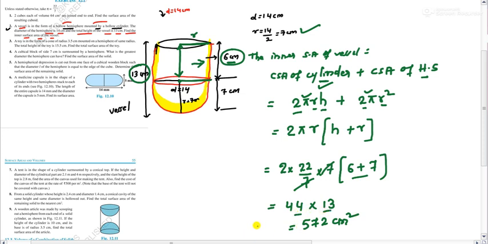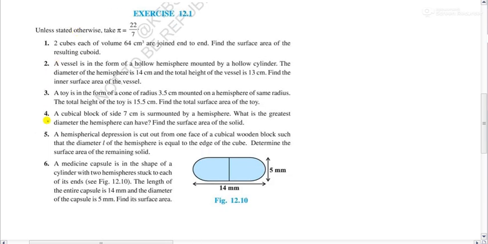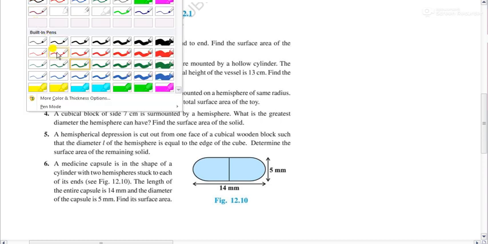Okay, you have to solve this. I'm not solving, I'm writing the answer directly, but you have to do the multiplication. Then you will get 572 centimeter square as the answer. And what is this? This is the inner surface area of the vessel. Okay, have you guys understood? So this is our third question. Question number 3. What does it say?